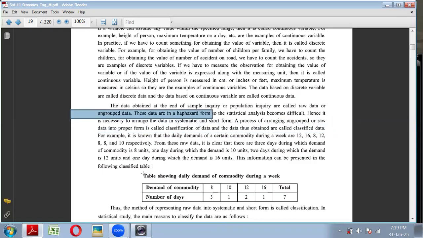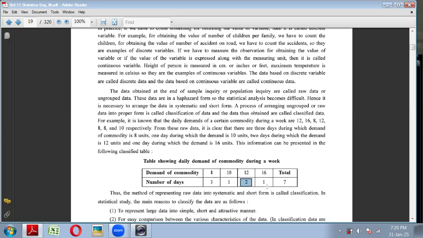Here, one example is given. There is one table showing the daily demand of a commodity during a particular week. The demand of the commodity is 8, 10, 12, 16, and the number of days is given, showing how many days the demand was 8. So it is counted as 3. The demand of the commodity is 10: only one day has that demand. The demand of the commodity is 12: there are 2 days, and so on.